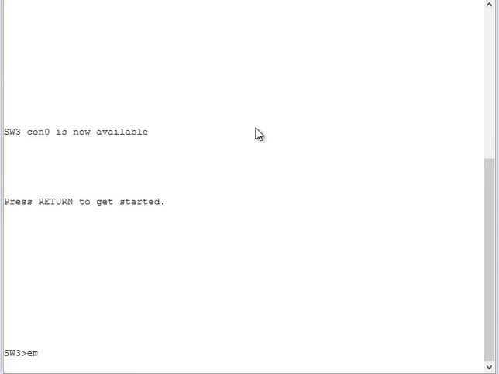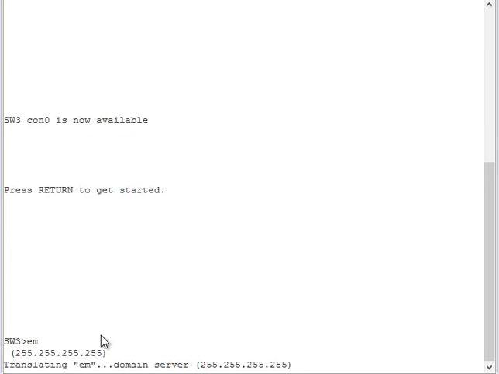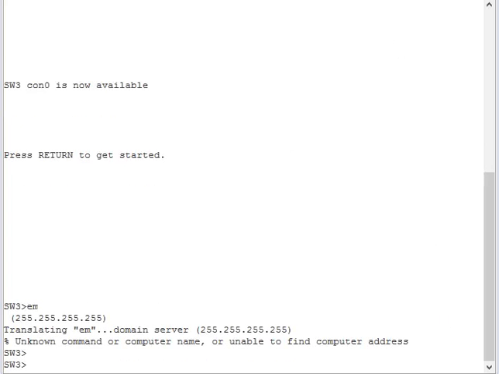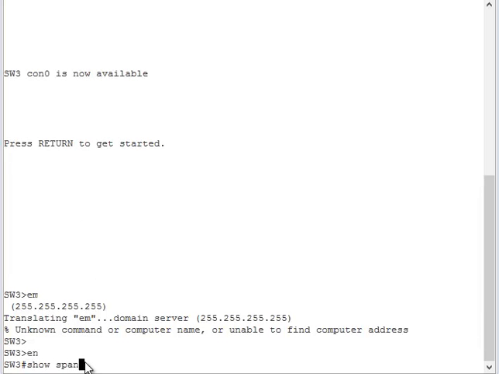Whoops. We're going to let this error out. We'll just go over to switch 4 real quick. Because I typed EM instead of EN, so it's going to try to translate it. All right, we let it do its thing. EN, show spanning tree. Get this out of the way.